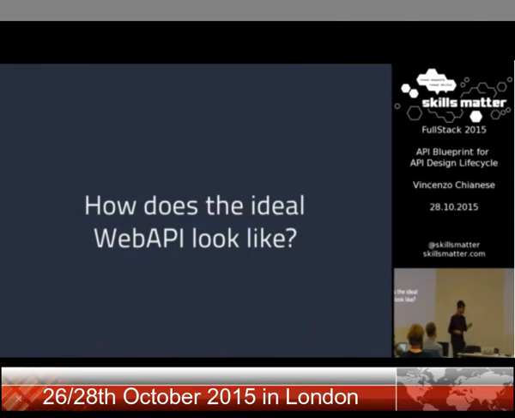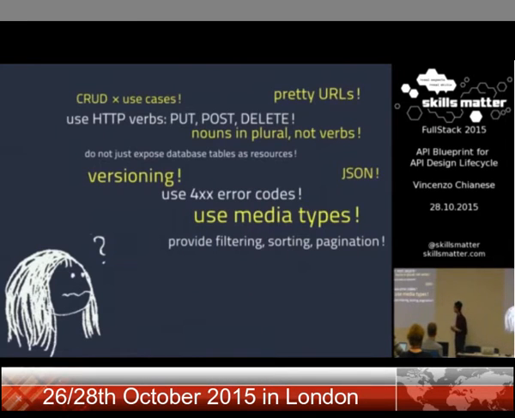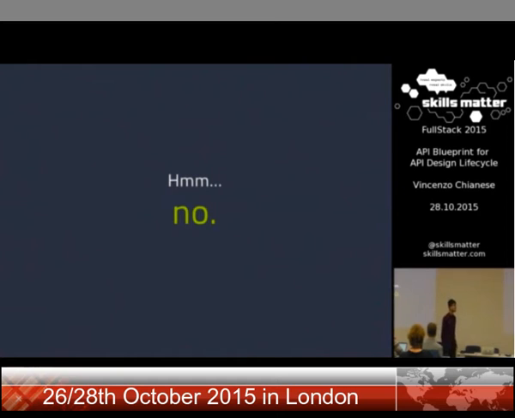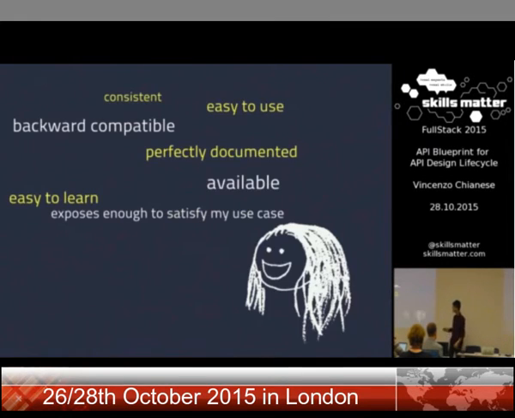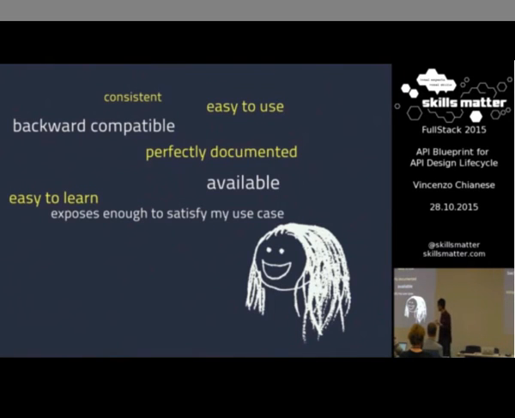If you try to search for this sentence on Google, you will find something like, use HTTP verbs. You have to craft your URLs, use JSON, provide filtering, and support versioning. But is this what really makes an API great? I don't really think so. Because I'm quite sure that if you ask your customer, how do you want your web API, he will surely answer something like, I want it easy to use. I want it consistent, compatible with the past, perfectly documented, easy to learn, and exposing enough to satisfy my use case. And notice how there is no technical sentence over here.